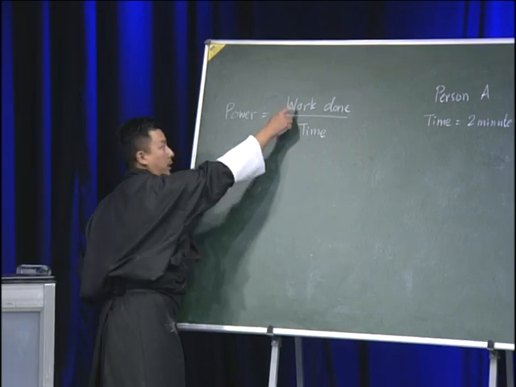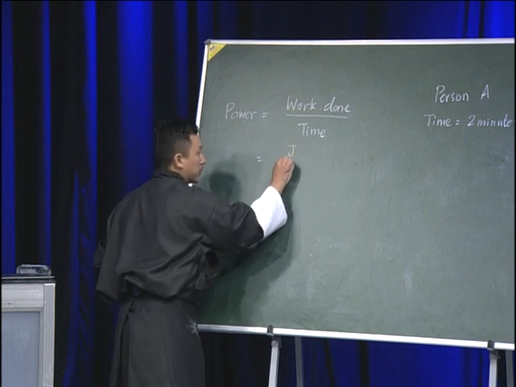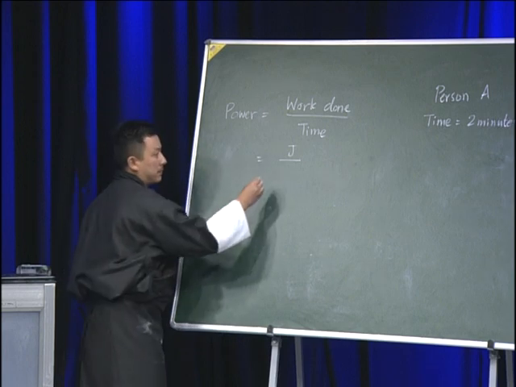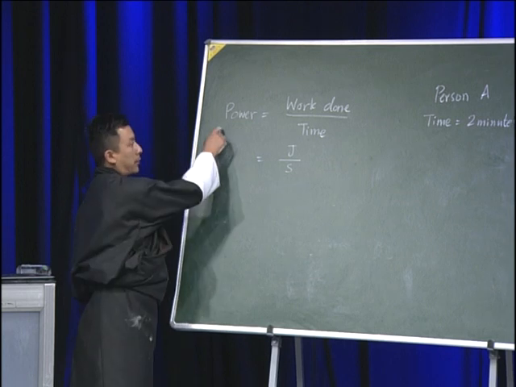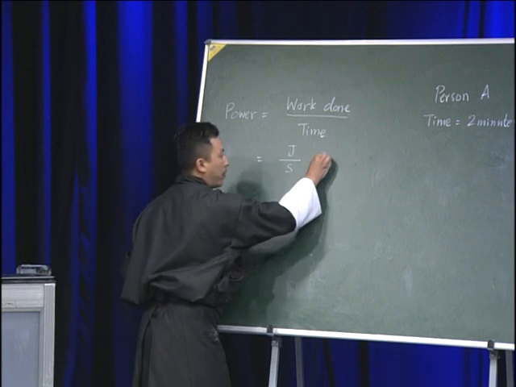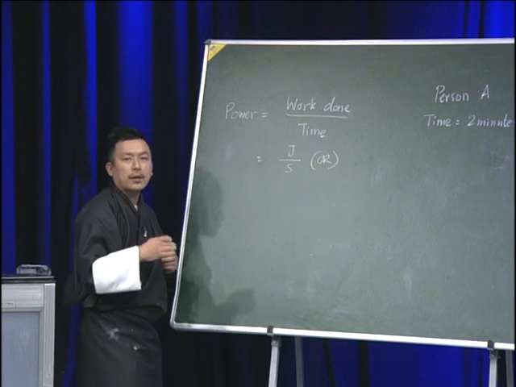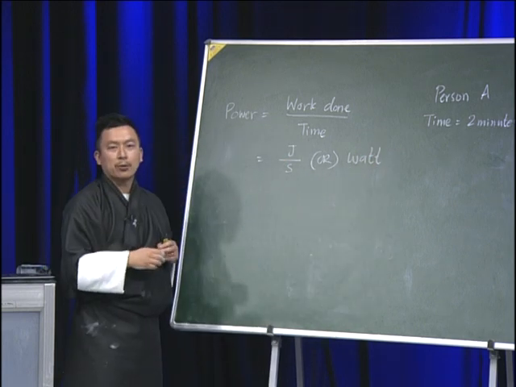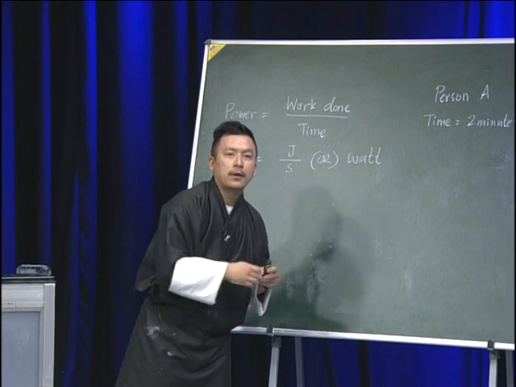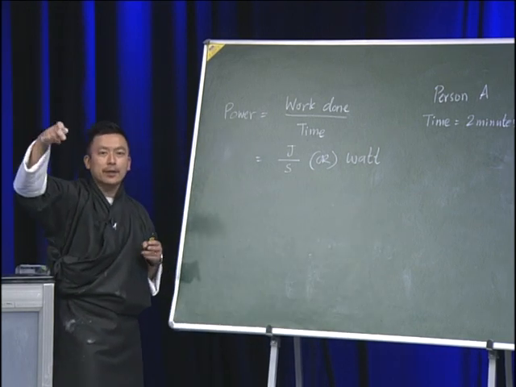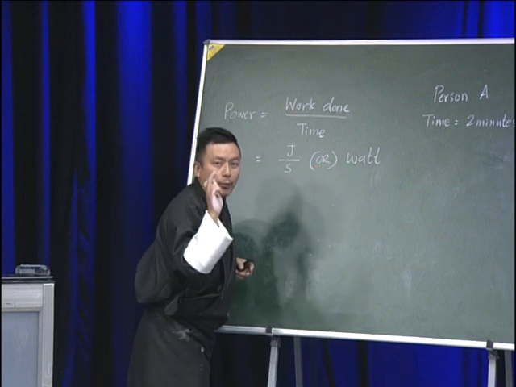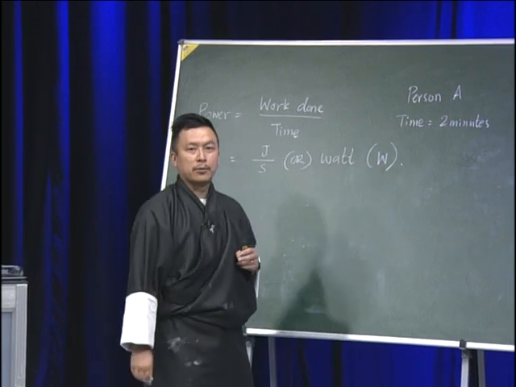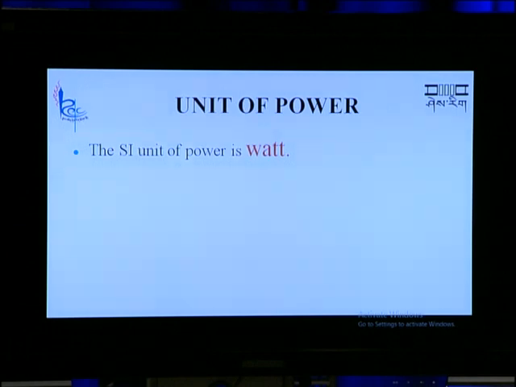Moments ago, we saw that the unit of work done is the joule, represented by the letter J. And what is the unit of time? Seconds. So the unit of power is joules per second, which is also known as the watt. W-A-T-T, watt. So the watt is the unit of power, not W-H-A-T, but W-A-T-T. It is represented by the letter W. So that is the unit of power.